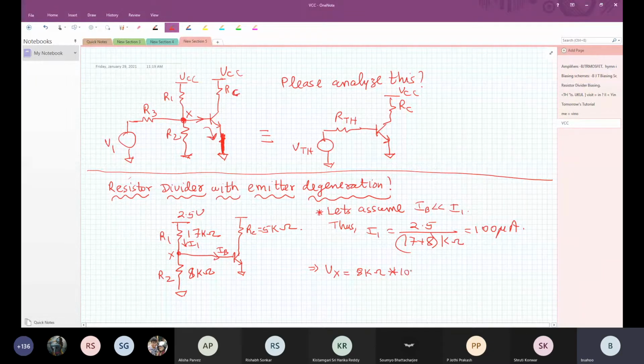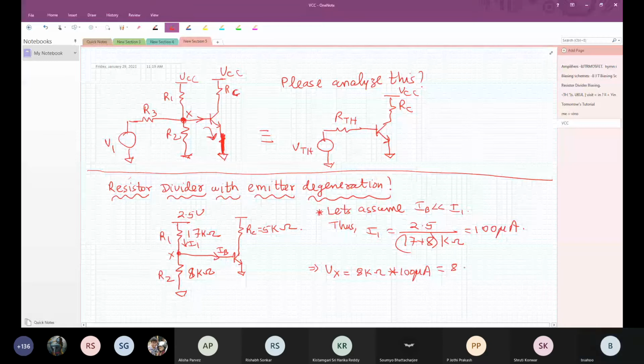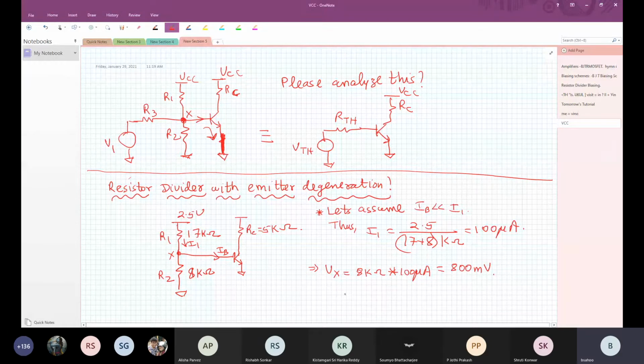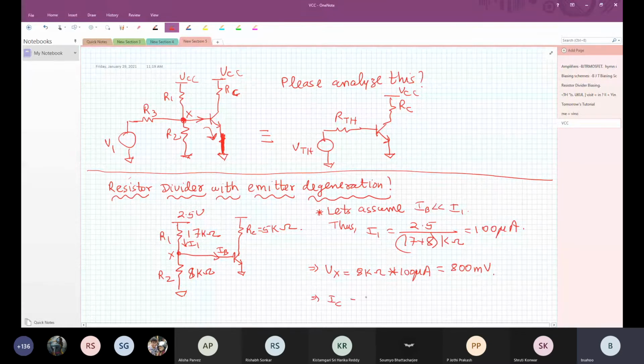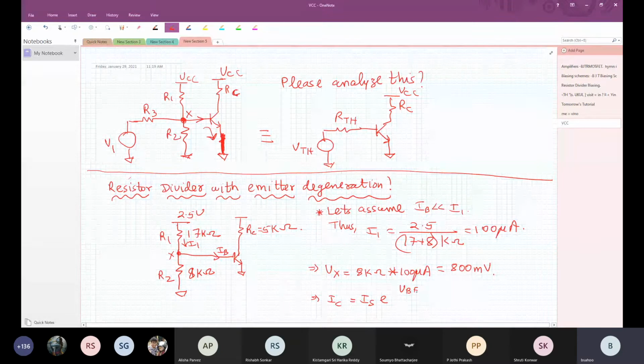Okay, is that clear? So if this is 800 millivolts, then I can find out, therefore, IC will be equal to IS e to the power of VBE by thermal voltage, and IS is given already in the problem as IS equal to 10 to the power minus 17 amperes, and the beta of the transistor is given as 100.